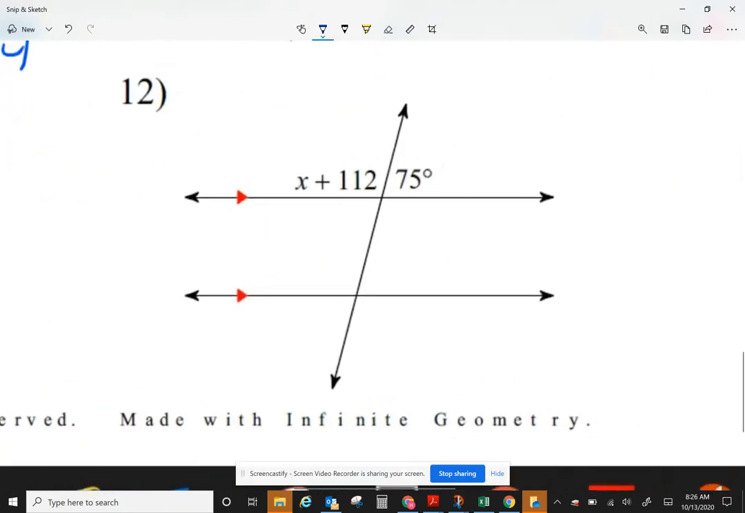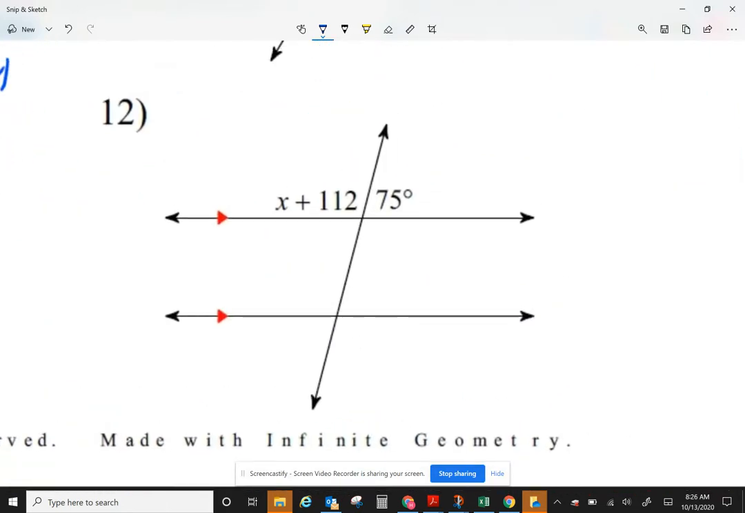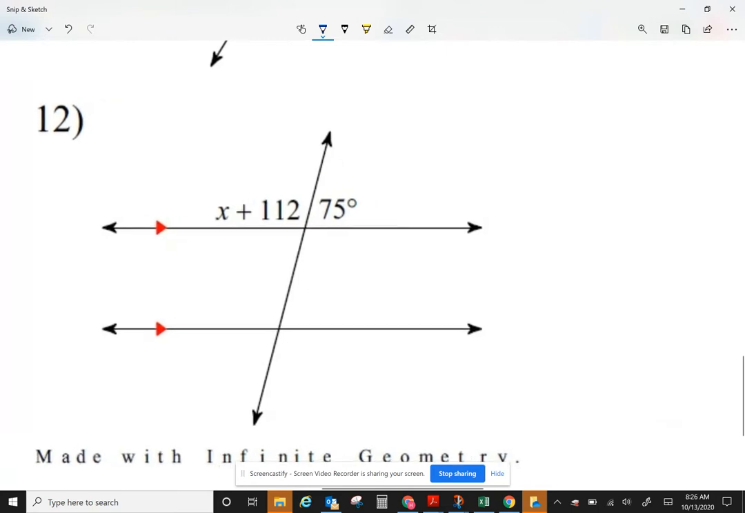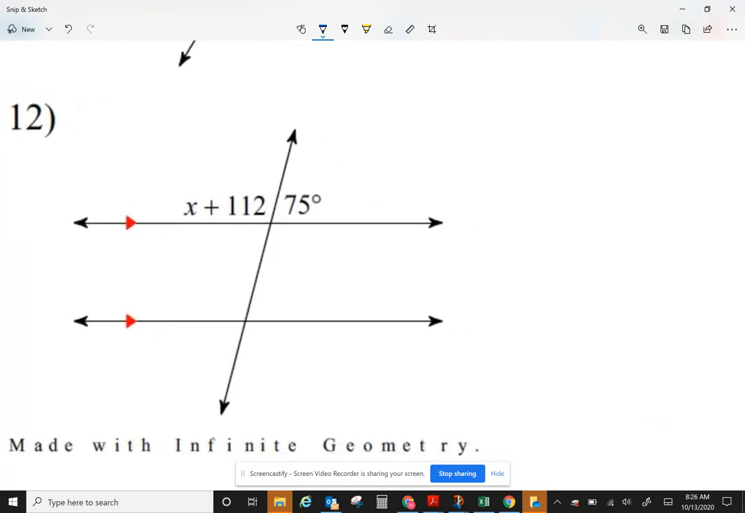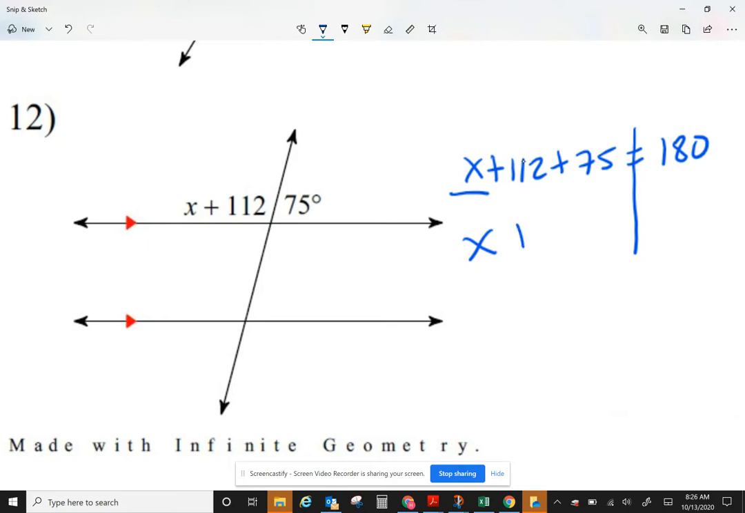Lastly, let me take a look at number 12. Here I have an example of linear pair. For linear pair, I'm going to add the two angles. So I'm just going to go x plus 112 plus 75. And this is equal to 180. Let me separate my sides to the equal sign. When it comes to letters, I just have an x. 112 plus 75, I can simplify that. 112 plus 75, that gives me positive 187. And all this is equal to 180.